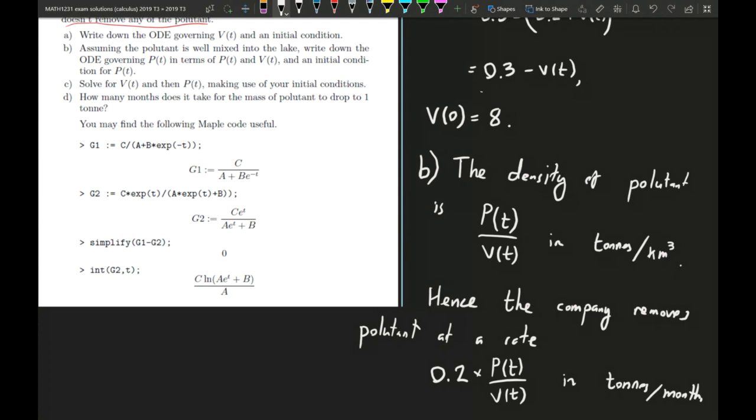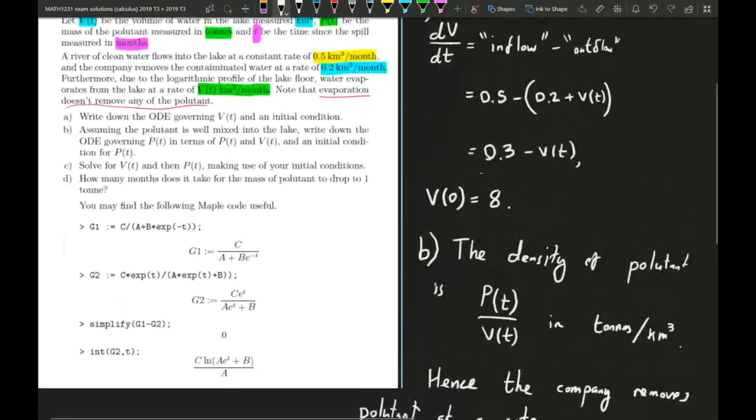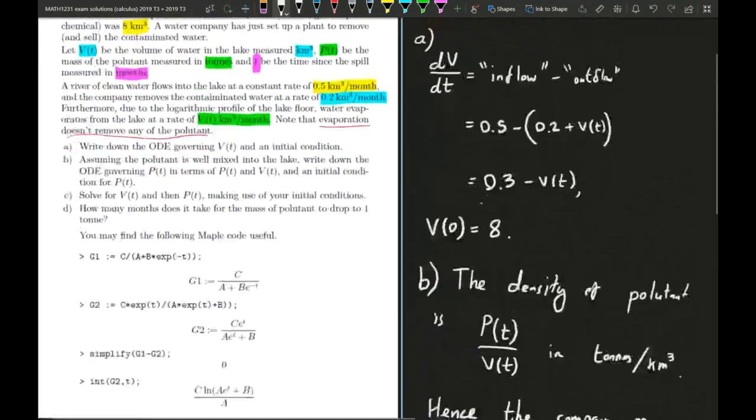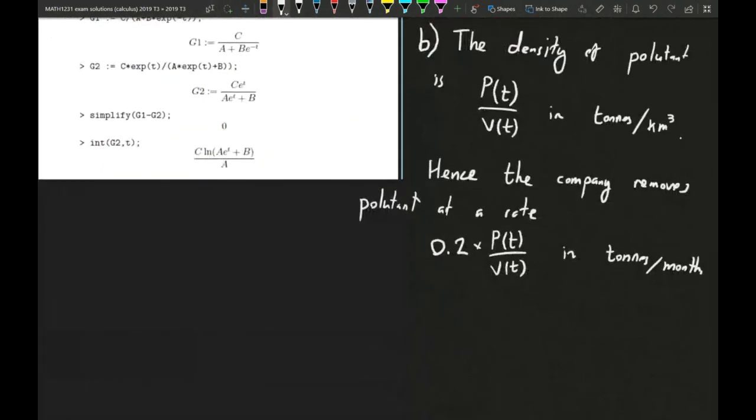Now, that's only half of that question, because you also need an initial condition for P, and we are told that initially, the initial spill was 4 tons. So I'm just going to say, initially P naught is equal to 4, which is saying at 0 months, 4 tons of pollutant. Okay, so I didn't actually write down the differential equation though.